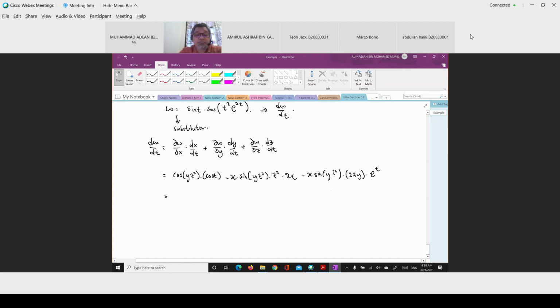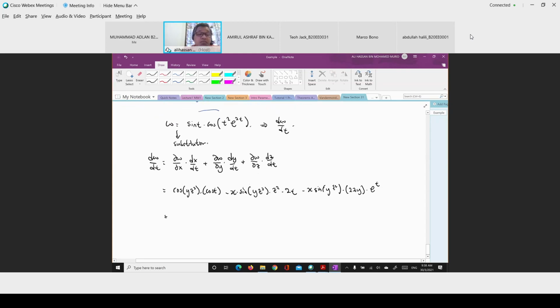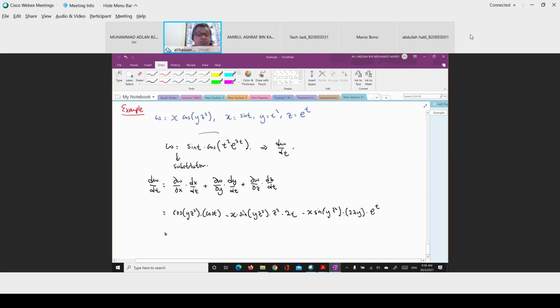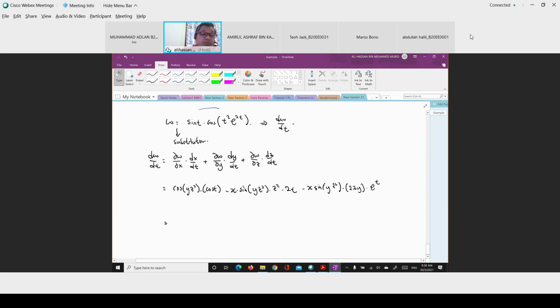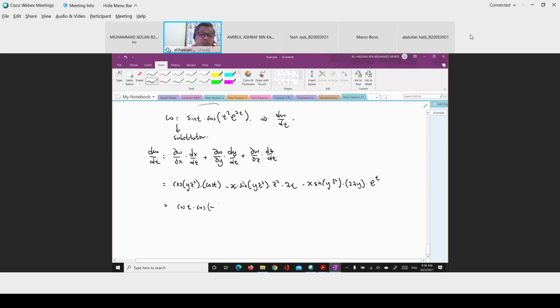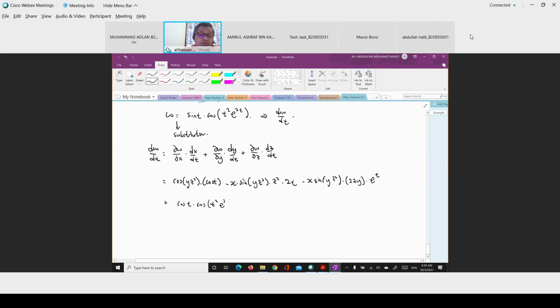So then we substitute x, y, z in terms of t. X is sine t, y is t squared, z is equal to e to the t. So we have here cosine. Let me write down cosine t first in front. Cosine of y, what is y? Y is t squared, and z squared is e to the power of 2t.